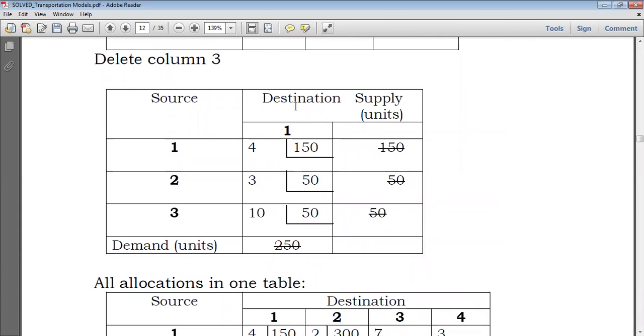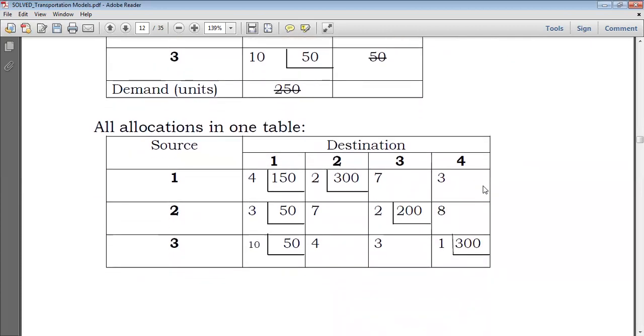Now, whenever you remain with destination 1, a single destination or a single source, there is no need to make complications. You just assign, because since there is a destination of 250 and just one destination, that means it would have to be supplied from all sources. So source 1 had 150, it would supply all 150 here. Source 2 had actually 50, it would supply 50 here. And source 3 also had 50, it would supply 50. This would give a total of 250. 150 plus 50 plus 50 would have a total of 250 and they would be done.